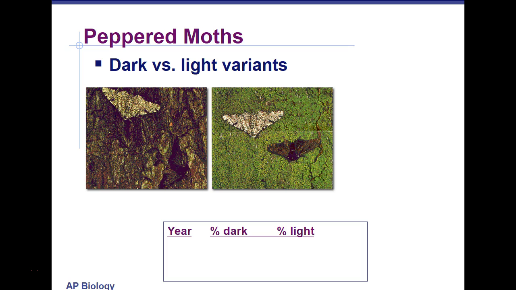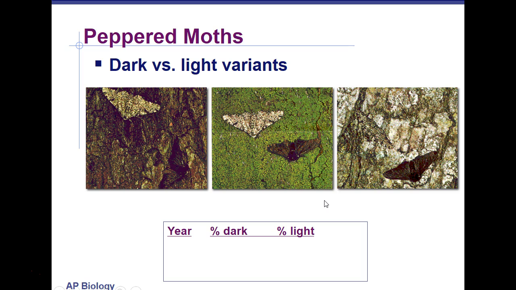Now, it probably doesn't surprise you that when trees are dark, the dark-colored moths blend in better and the light ones stand out. And if the trees are more light color, the light-colored moths blend in better and the dark ones stand out. Nothing surprising there.